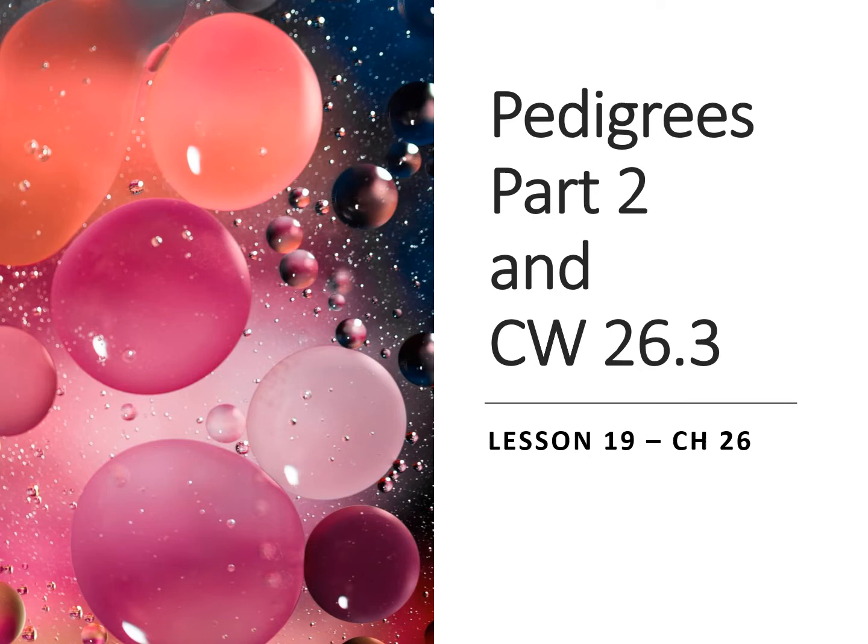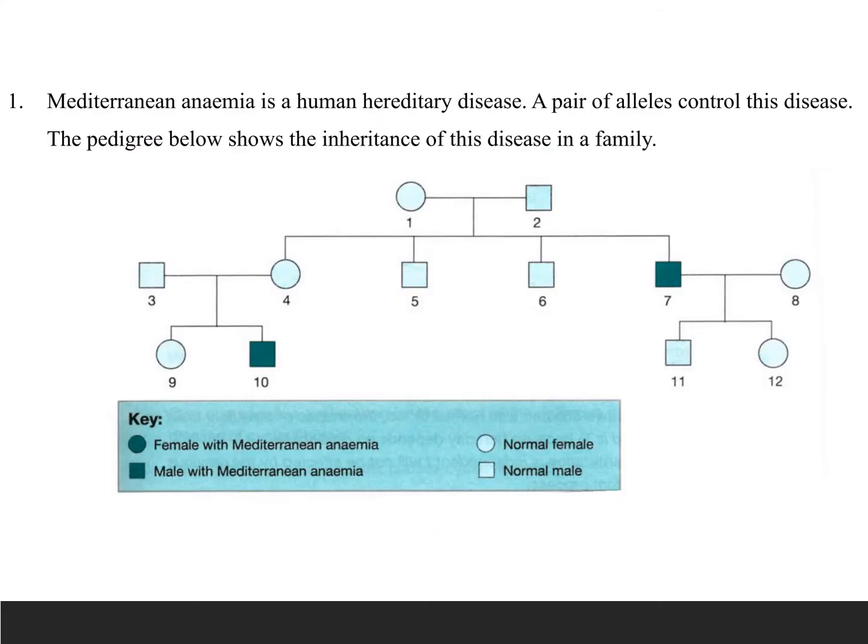Let's start. Let's take a look at question 1. Mediterranean anemia 地中海貧血 is a human hereditary disease. A pair of alleles control the disease. The pedigree below shows the inheritance of this disease in a family. How can we use the pedigree below to determine whether this allele for Mediterranean anemia is dominant or recessive?